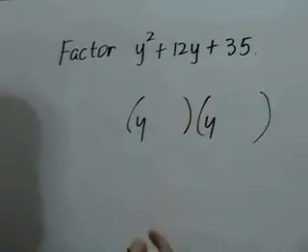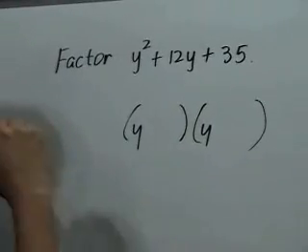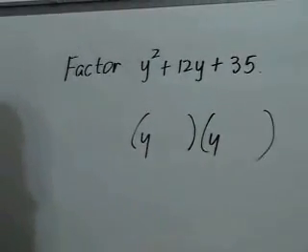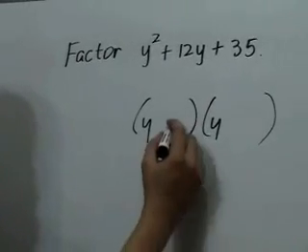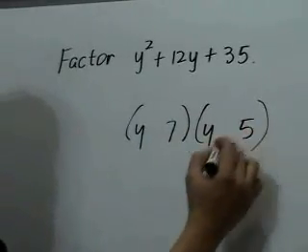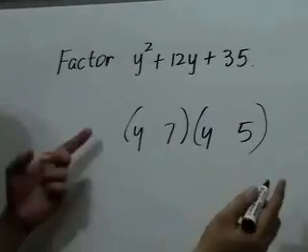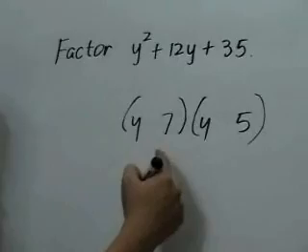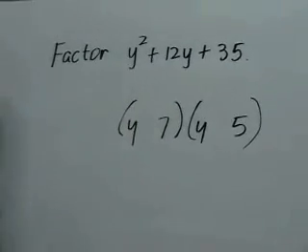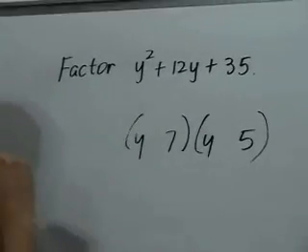For 35, of course, we'll have 35 and 1, and other than that, we have 7 and 5. Okay, I think we'll settle for 7 and 5 because for the outer terms, we have 5y, and for the inner terms, we have 7y, and that will give us 12y given the appropriate signs.